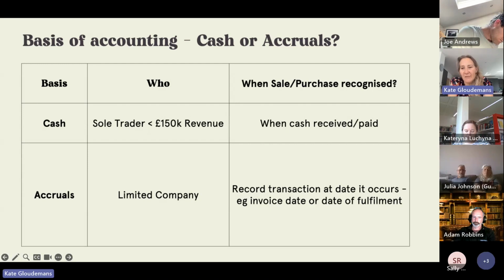The difference between these types of accounting is based on the timing as to when the company records sales or purchases in the accounts. So if you're using cash basis, you recognise your sale as and when you receive money from someone, and you recognise purchases as and when you pay someone. But with the accruals basis, the sale is recognised at the date the transaction occurs. So for simplicity purposes, when you receive an invoice from someone, or when you raise an invoice, technically it's not quite so black and white like that.